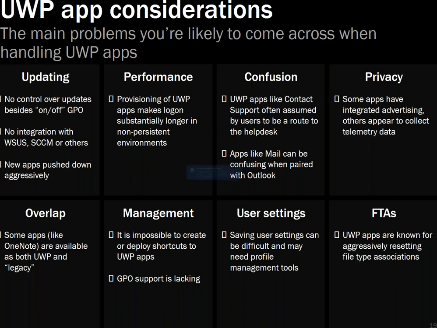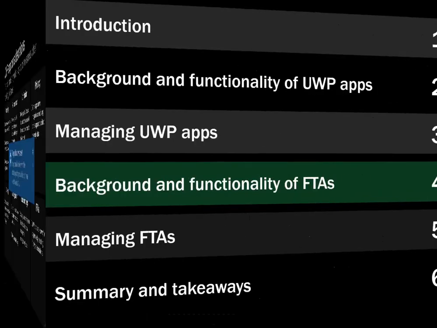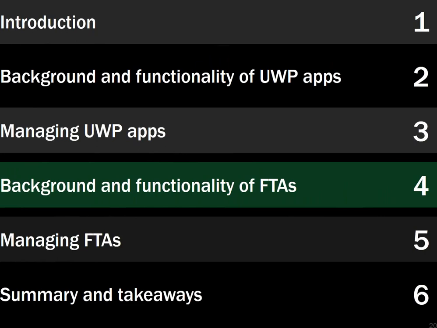Universal Windows Platform apps are known for aggressively resetting your file type associations, and that, as I say, is something that you may end up seeing an awful lot of and can be really, really annoying. So I think that's quite a nice little feeder into talking about the second part of this session, which is talking about the problems that you may get with file type associations.